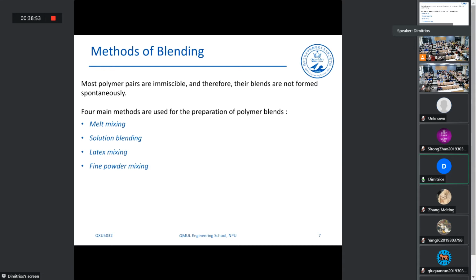Let's discuss a bit about the methods of blending. As you can realize, there are a few different types of blending, and the easiest way to blend two polymers is by melting them, okay, increasing the temperature above their melting points, and then combining them within an appropriate equipment, okay? So melt mixing is the first method that we will be talking about, okay? It is the most widely used method.